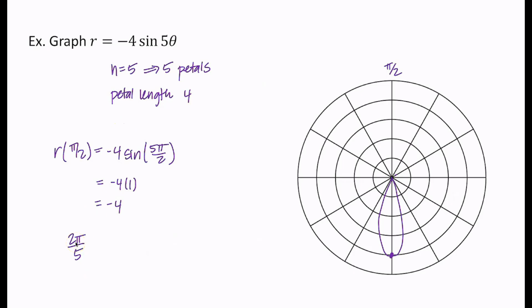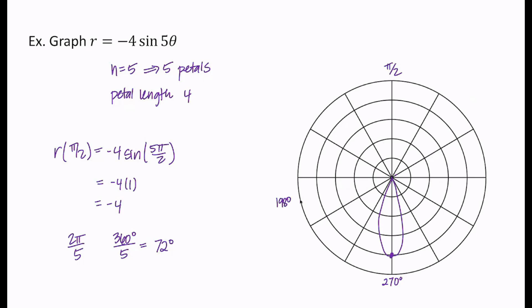Well, it's probably a little bit nicer if we do it in degrees. So 360 divided by 5 is 72. So these petals are going to be 72 degrees apart. So this down here is at 270 degrees. If I subtract 72 degrees, that's going to get me to 198 degrees. So that's bigger than 180. So we'll just say roughly right here, 198 degrees is another petal.